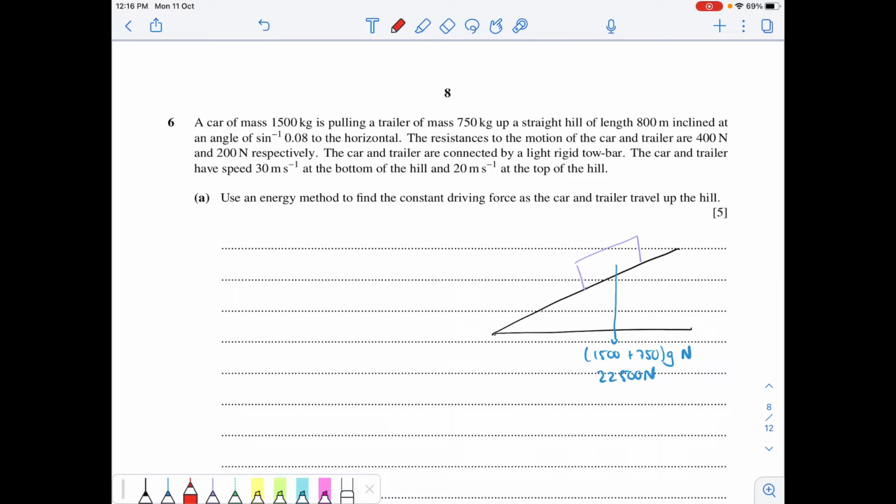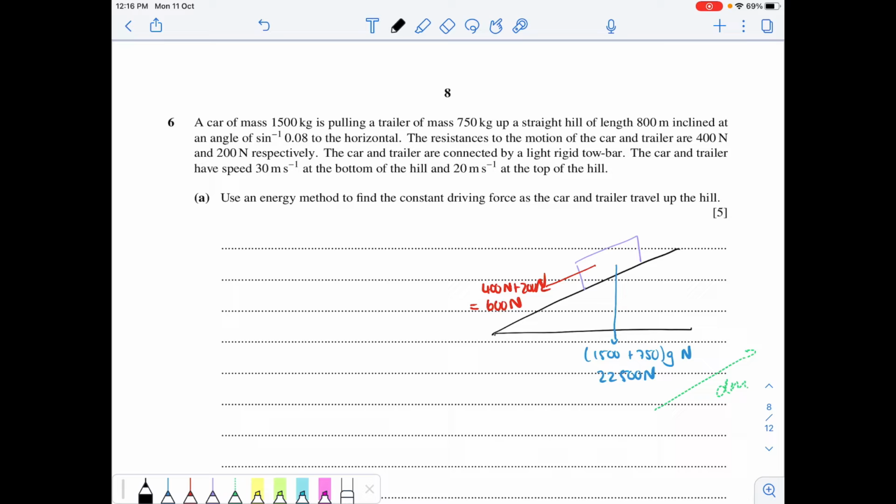We have to set the direction of motion, and the car's traveling up the hill, so that's nice and easy. Why do we set the direction of motion? Because we want to know the direction that the resistances are acting. They always act against the direction of motion, so they have to be going down the hill. And we can combine the two resistances together to give us a total resistance of 600 newtons.